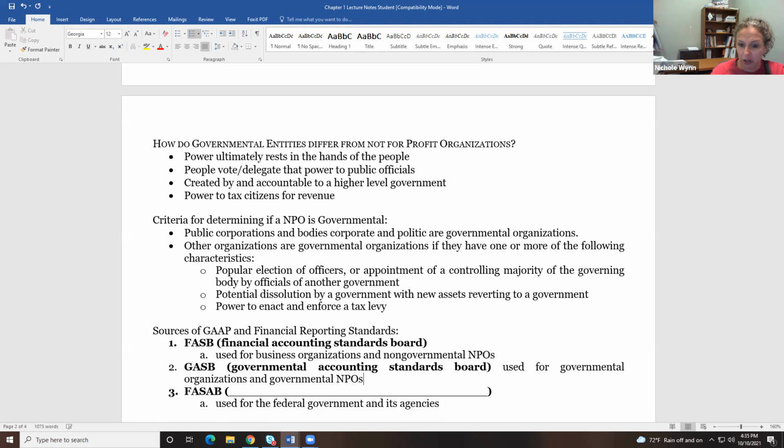All right. So the Governmental Accounting Standards Board, we're going to use that for governments and for governmental nonprofits. And so there are certain nonprofits that are governmental nonprofits. We'll talk about that later.